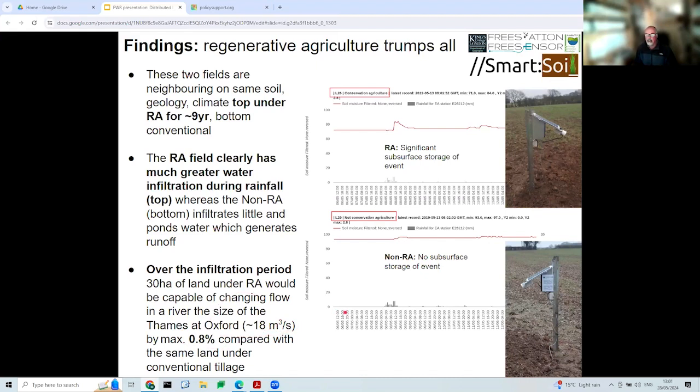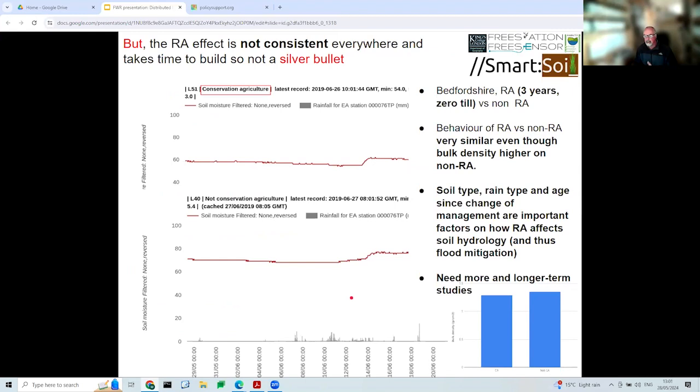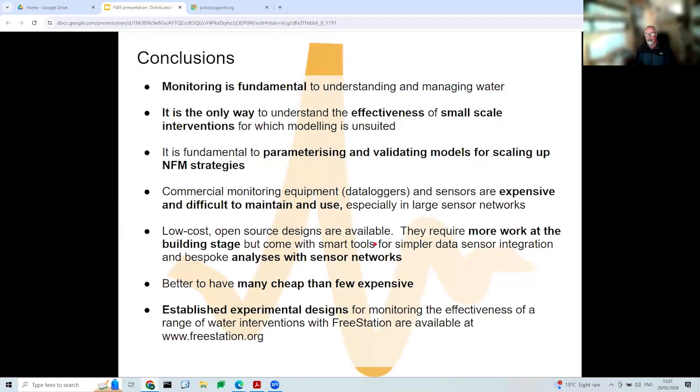That can be important, but it's not the same everywhere. This is another example where we have regenerative agriculture here, conventional tillage here, different soil, very different effect, right? Almost no change there. So it's not a silver bullet because it doesn't work everywhere, but where it does work, it's useful. So finally, monitoring is fundamental to understanding and managing water.